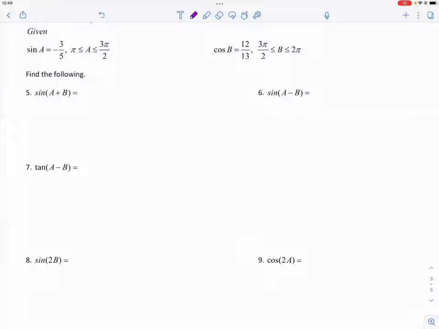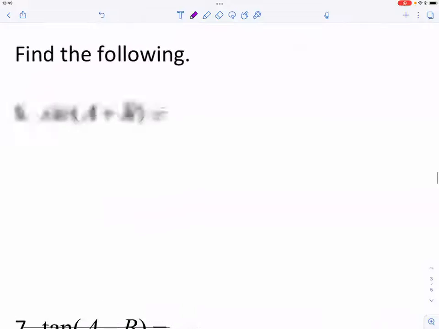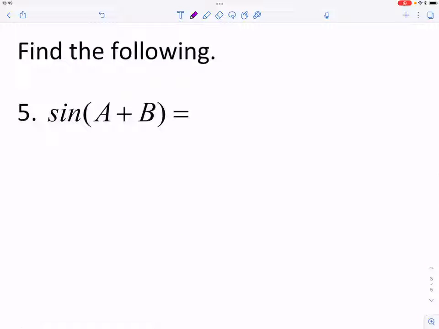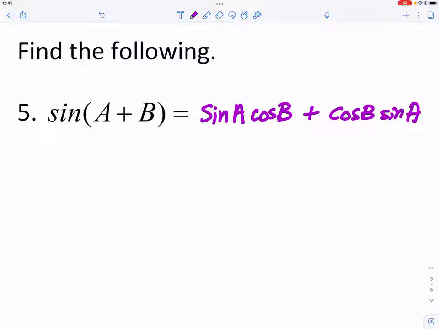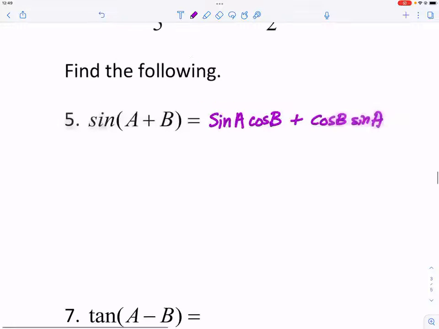All right, so for the following 5 questions, from 5 through 9, it's all based on the identities. So let's go ahead and start with writing the identities, such as sine of A plus B. You know sine of A plus B is sine A cosine B plus cosine A sine B. If you don't know this, there's no future.